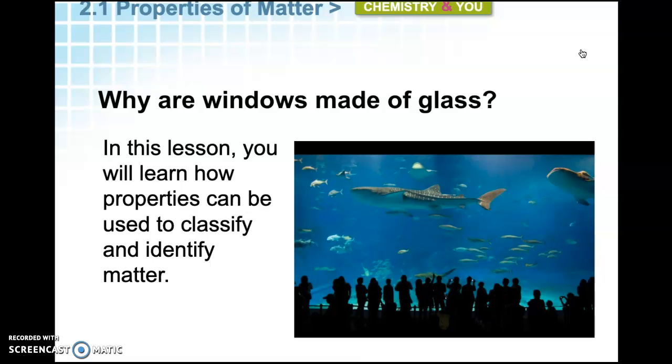Okay, so here we are. We're going to talk about properties of matter and just give you some definitions and some things to work with so that you can complete assignments. So we're going to learn how properties can be used to classify and identify matter.